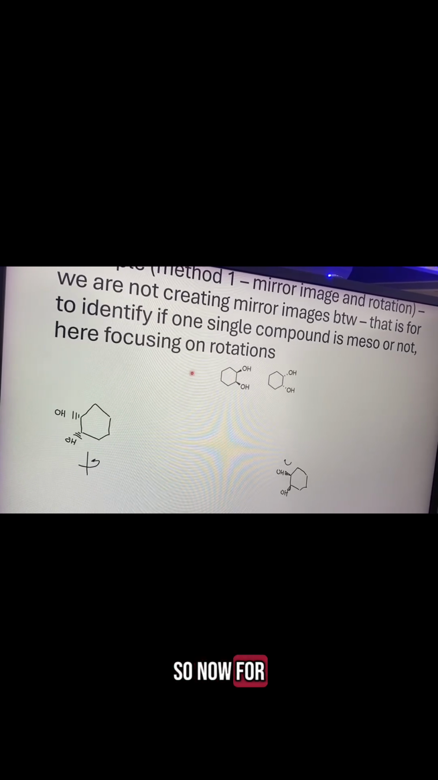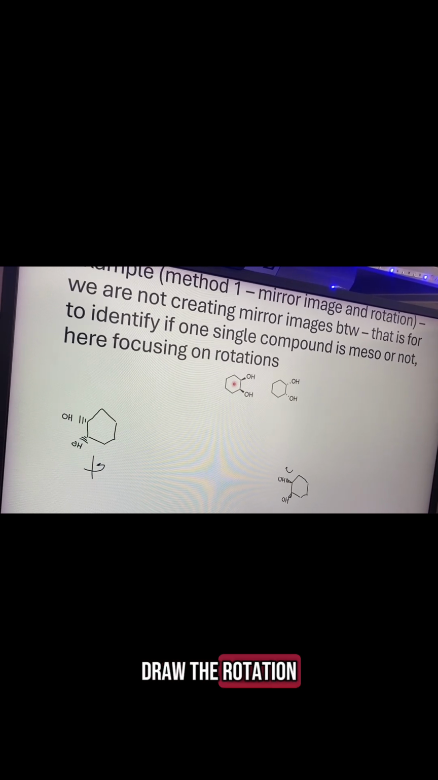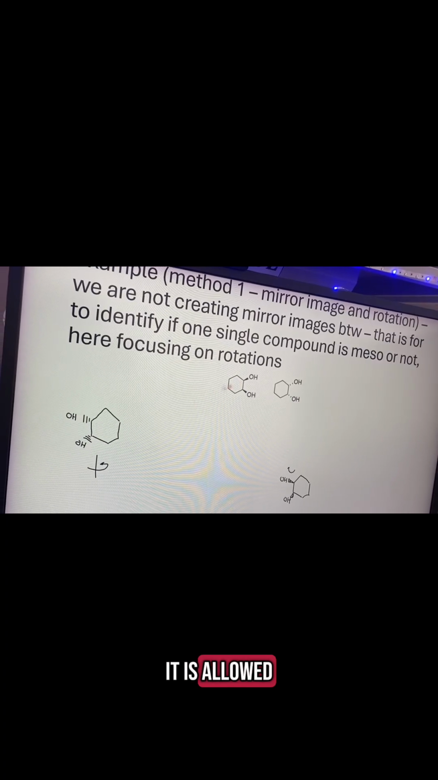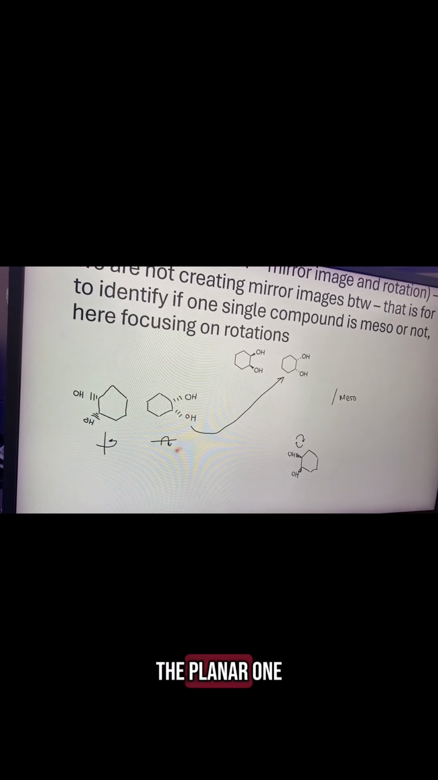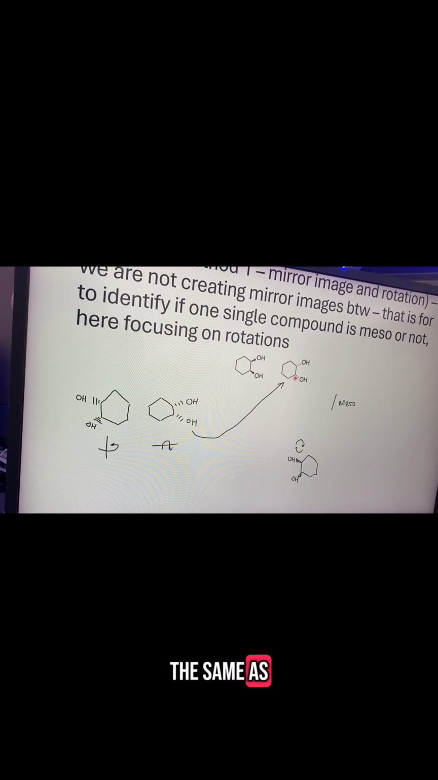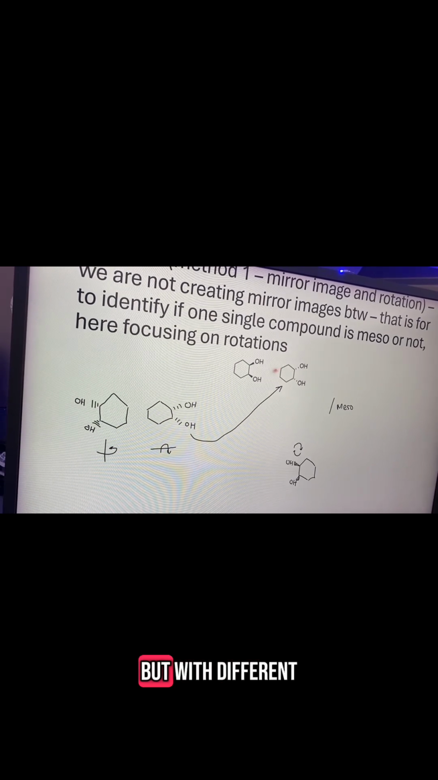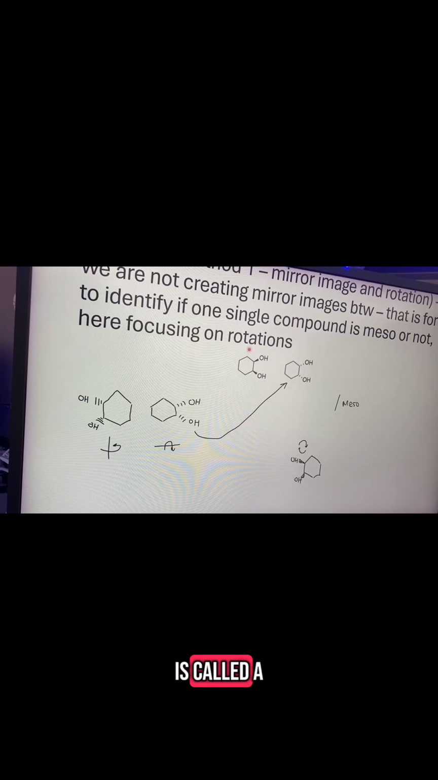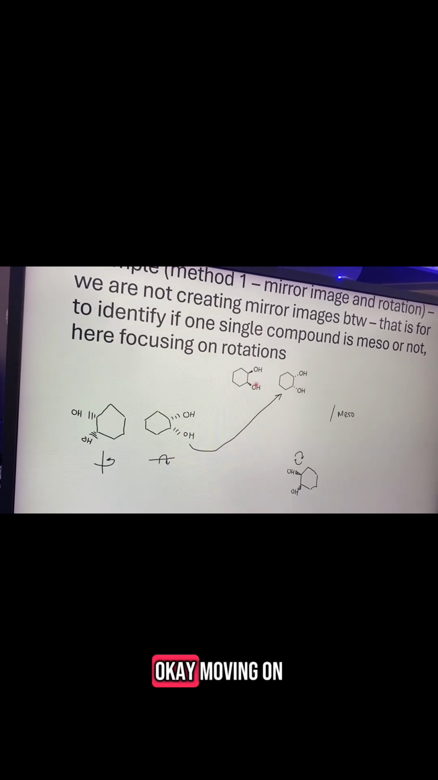Now for this one, I'm going to draw its rotations. Remember, you can draw the rotation, it will still be the same compound, it is allowed. So remember this rotation, the vertical rotation? Remember this rotation, the horizontal one? Remember this rotation, the planar one? So you see, one of the rotations is exactly the same as the given compound. So it means this compound is basically the same as this one, but with a different rotation. So these are meso compounds. Basically, it itself is called a meso compound, but these two are the same as well, because this one is just a rotation of this one. Okay, moving on.